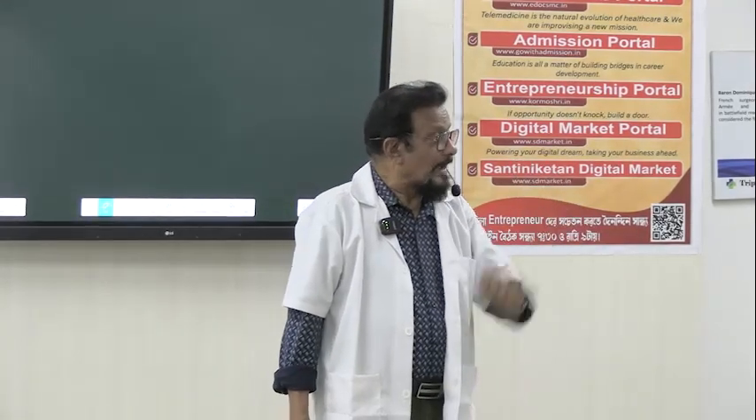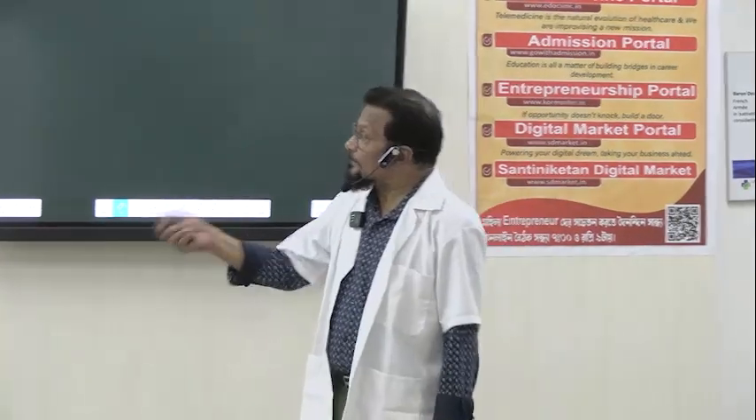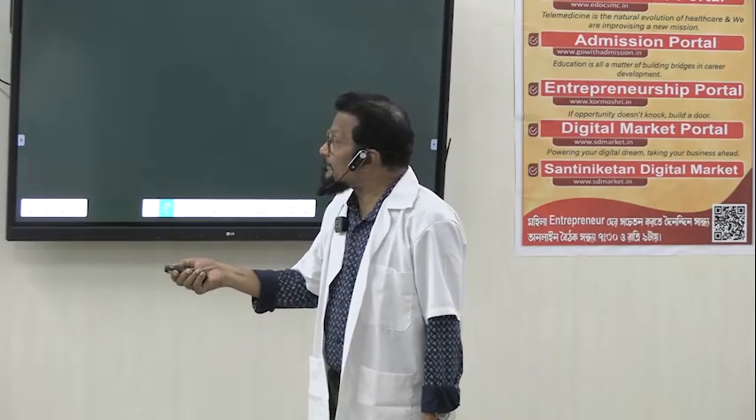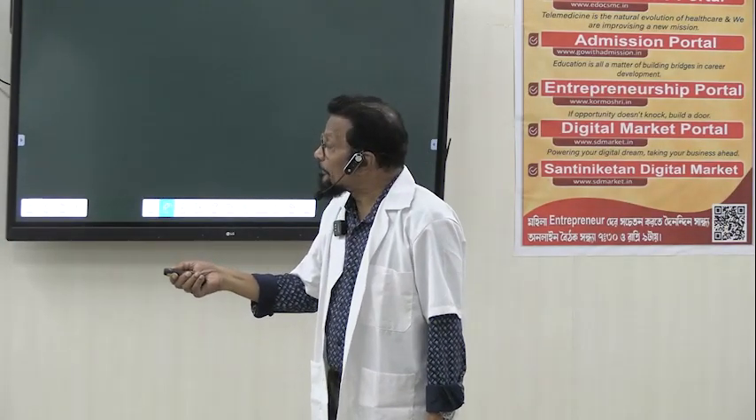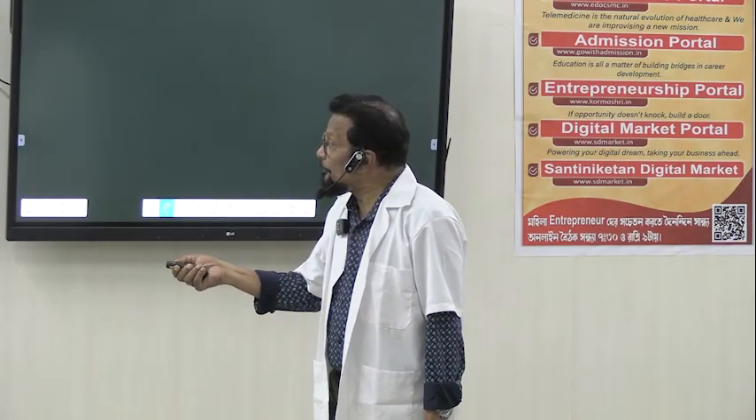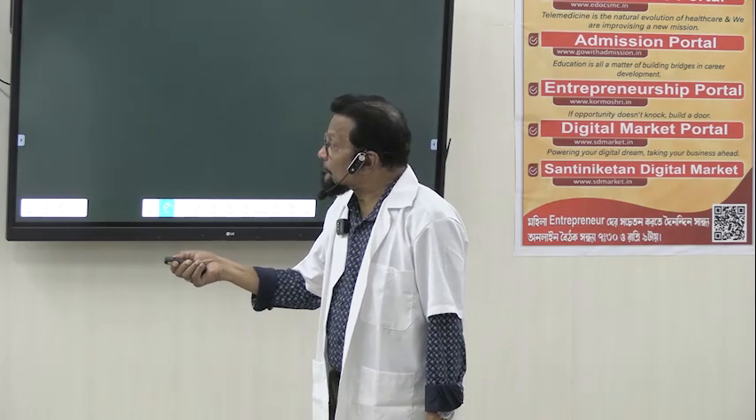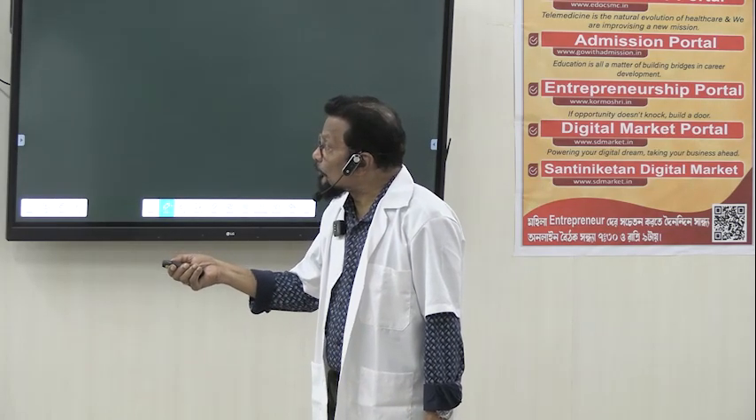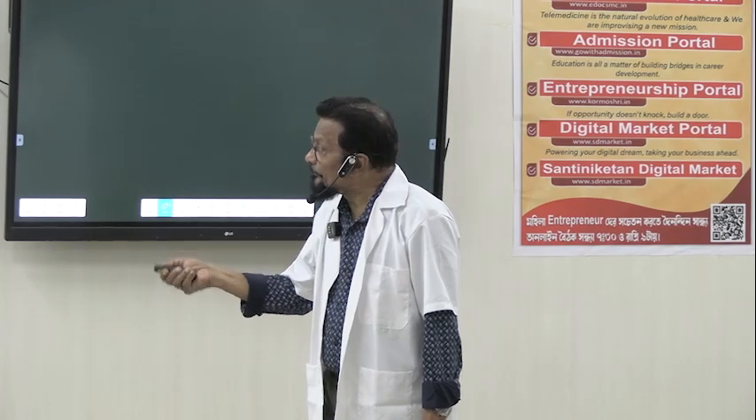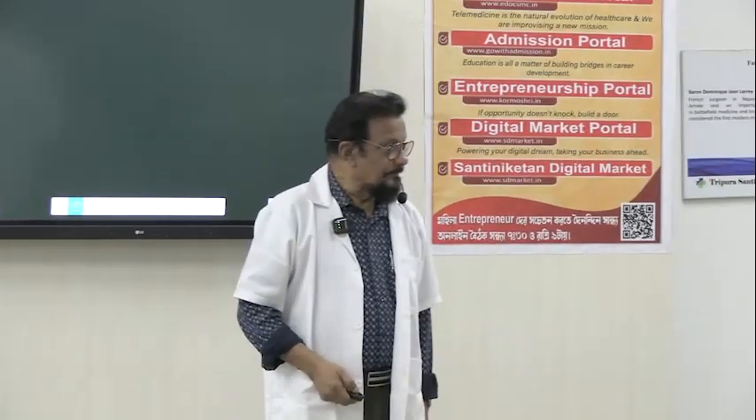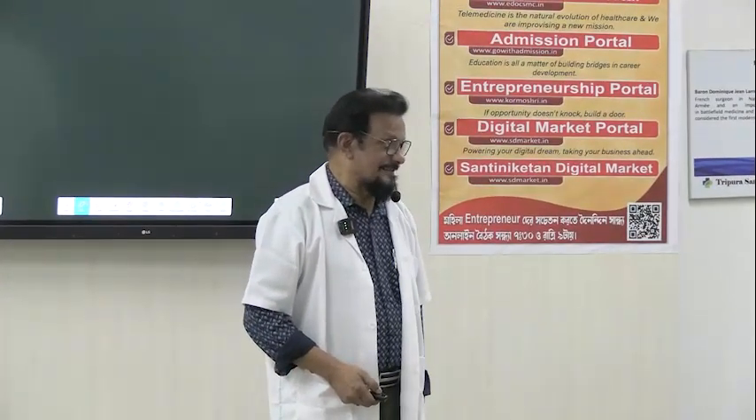Willebrand factor. So that receptor will also be there. Collagen will first bind with this receptor. So through this receptor, collagen can bind with thrombocytes.